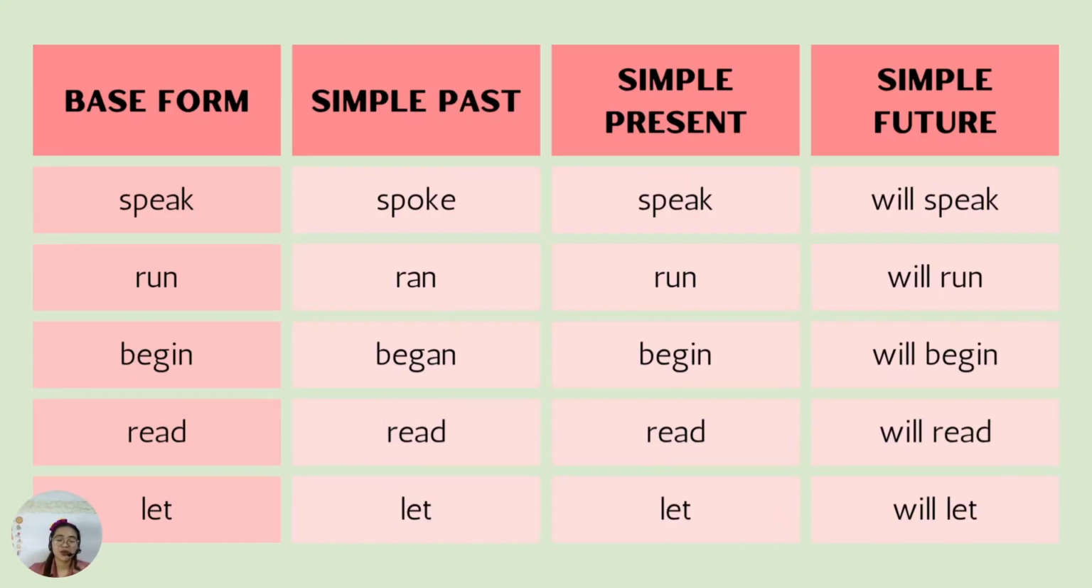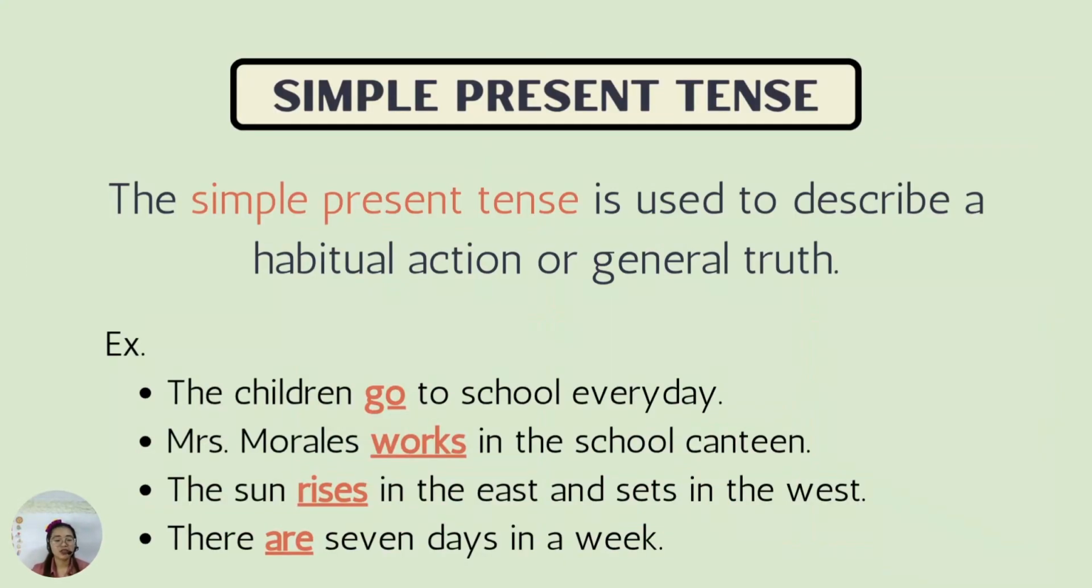Another example, as I told you earlier, these are also irregular verbs: speak becomes spoke, begin becomes began. Then read and let do not change at all. These are the verbs that do not change their spelling in all tenses of the verb. The simple future will change because we have the format will plus the base form. So that's it. Let's go to the simple present tense.